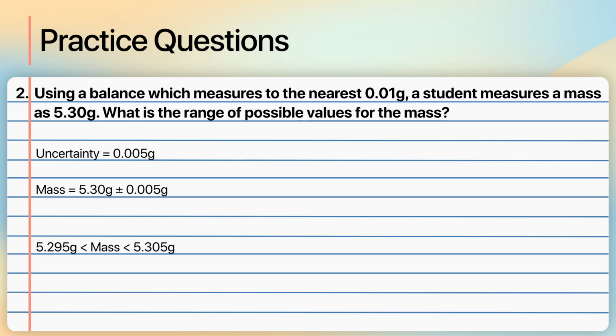By practicing these types of questions, you'll become more proficient in applying the principles of uncertainty, significant figures, and calculating the mean to chemical measurements. These skills are essential for ensuring the accuracy and reliability of your experimental data.